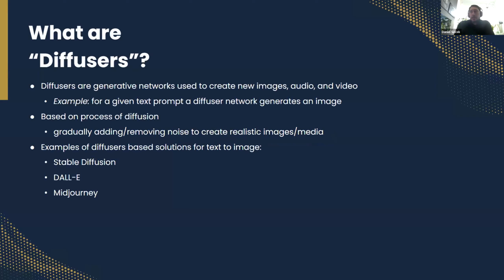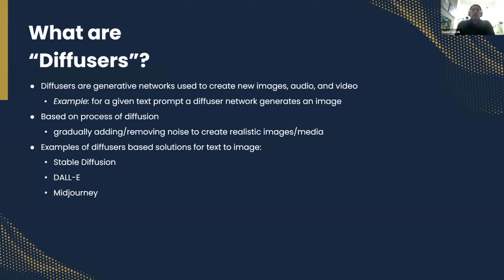Diffusers basically are generative networks. They are used to create new concocted images, audio and video. For example, if you give it a text prompt describing what kind of image you would like the system to generate, it will follow that prompt and actually generate an image according to the instructions you put in the prompt, which is pretty amazing.